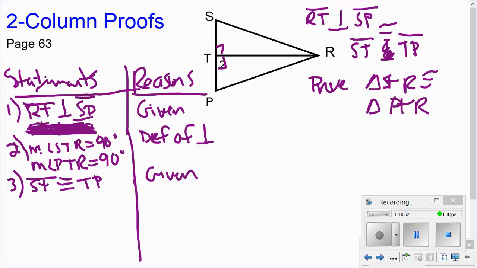Okay, so let me mark that in my diagram. Segment ST and segment TP, they are congruent. Okay, well, I'm seeing that it's looking like these triangles might be congruent because we talked about this before when we proved triangles congruent. I know that TR is congruent to itself. So now that I've marked it in my diagram, let's write it in the two-column proof. I'm going to say that segment TR is congruent to segment TR. And we know the reason for that. That's the reflexive property.